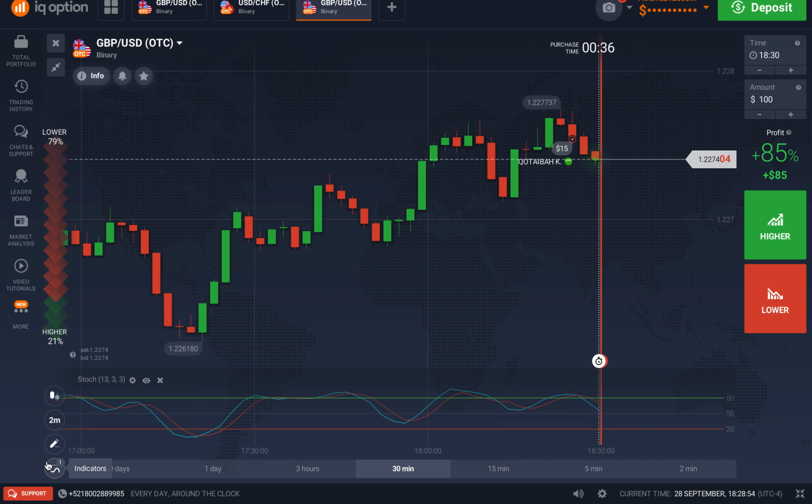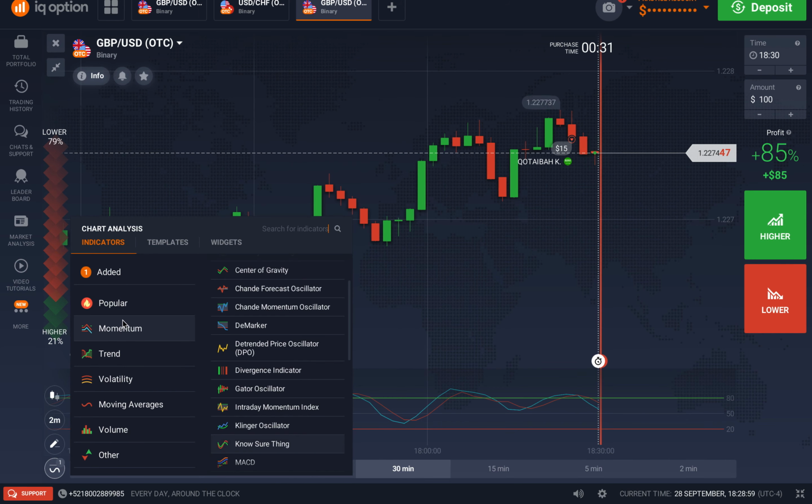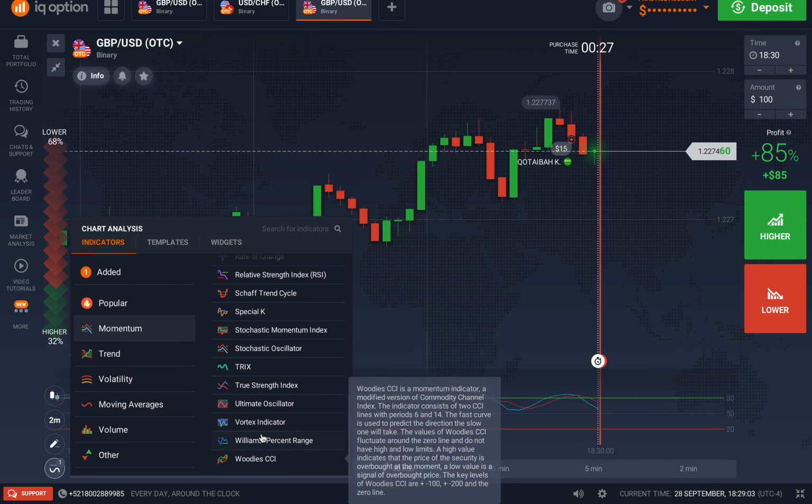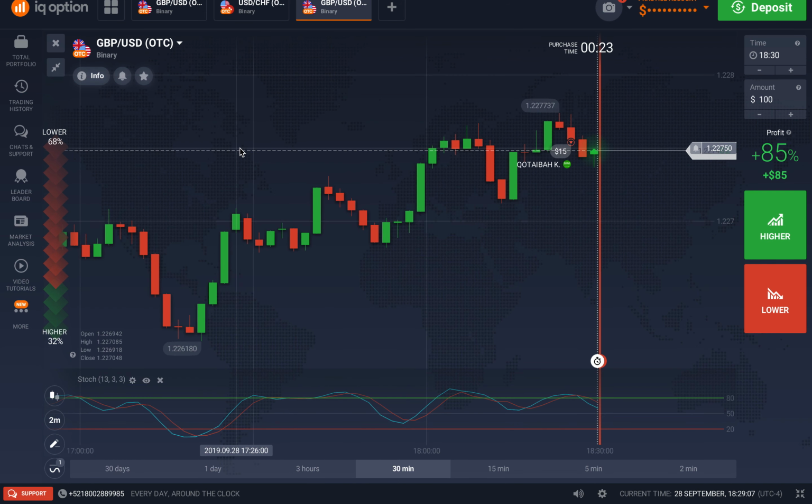So it's in the indicators section down here. It's underneath the popular and the momentum indicators, and it's called the stochastic oscillator. I have it on just default settings right now. I haven't changed the settings to it. The settings are just normal. We're going to talk about that when we move forward a bit, but it's very simple.